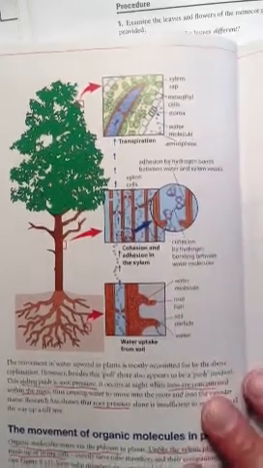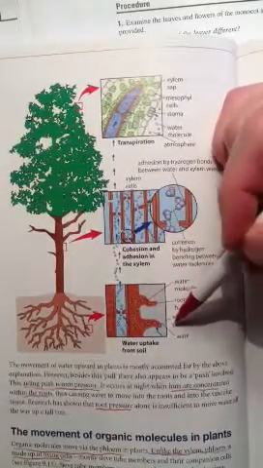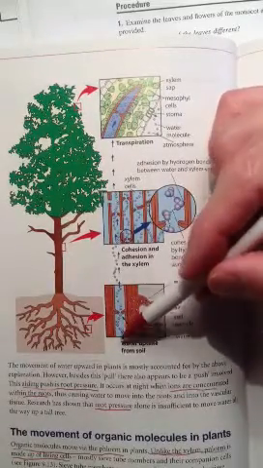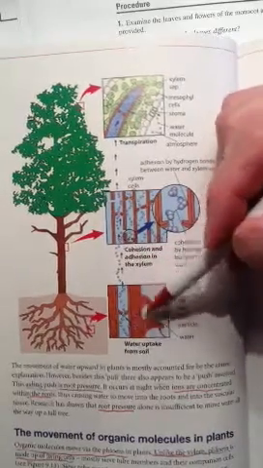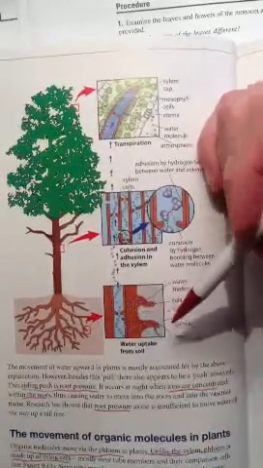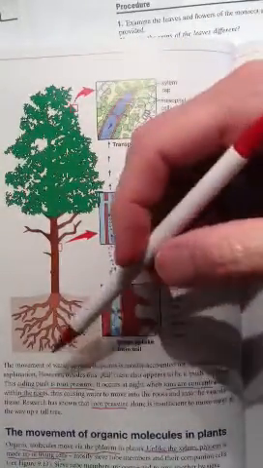And then we have inside the roots, where the roots have the root hairs that are bringing water into the root and then passing it into the xylem. So inside the root we have a thing called root pressure. Aiding the push of the water up is root pressure.